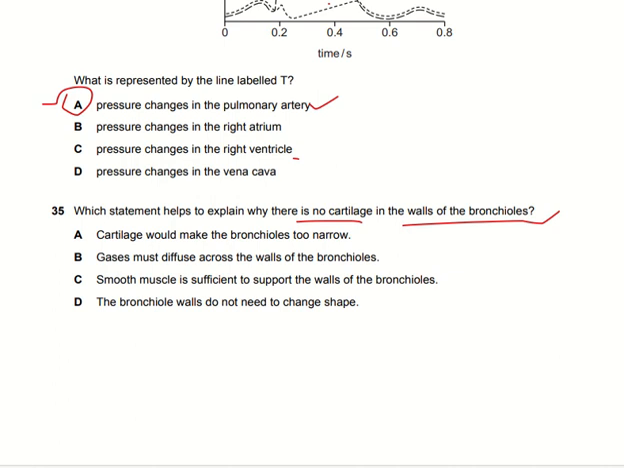Cartilage would make the bronchioles too narrow. Yes, it will not make it, but it is not required here. The gases must diffuse across the walls of the bronchioles. No, gases do not diffuse here. The smooth muscle is sufficient to support the wall of the bronchioles.